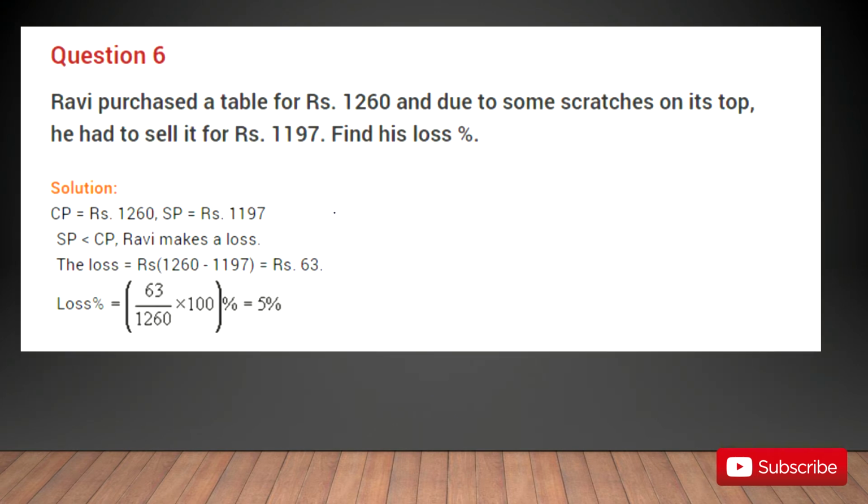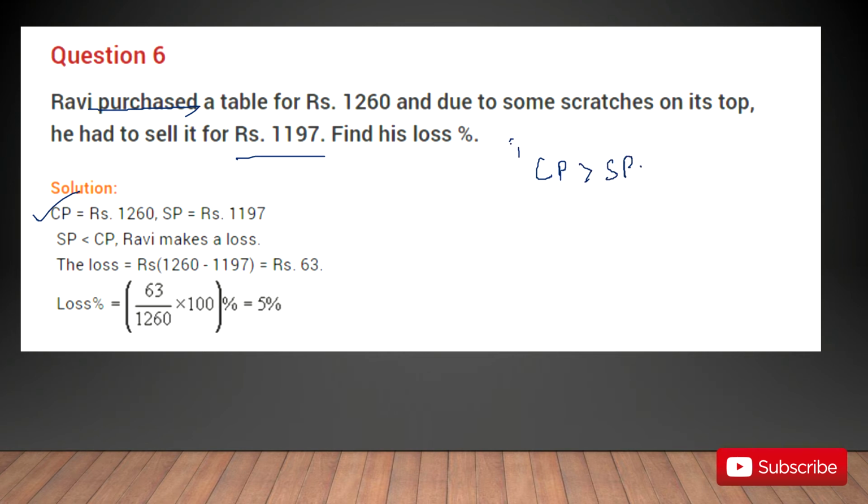Okay, then we have the sixth part. Ravi purchased the table for rupees this much. Purchase means obviously it is the cost price. Due to some scratches on its top, he had to sell it at this much. Now you all can see cost price is greater than selling price.